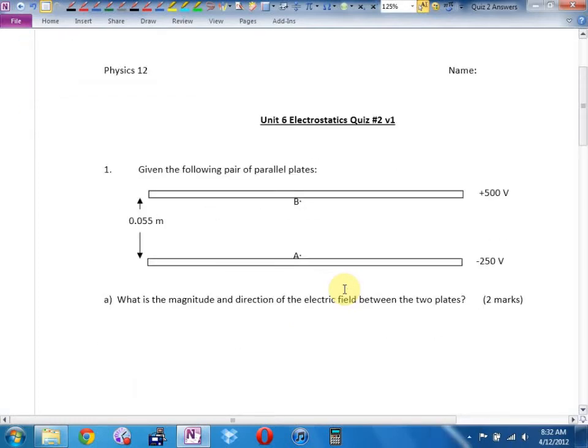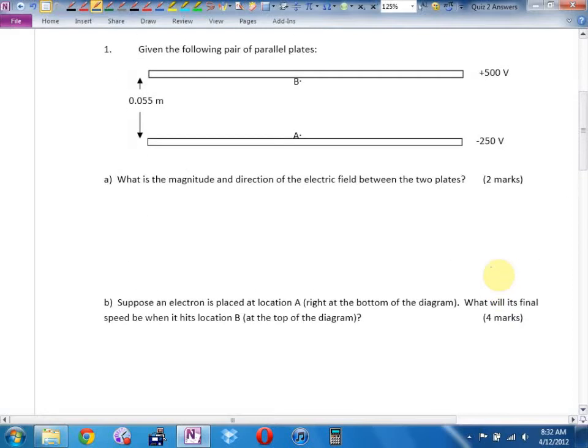It says, given the following pair of plates, now be really, really careful. Emily, what's the voltage of the top plate? What's the voltage of the bottom one? I think the change in voltage is 750 volts, right? So just be careful, that's what I'm going to use. What's the magnitude and direction of the electric field between the plates?